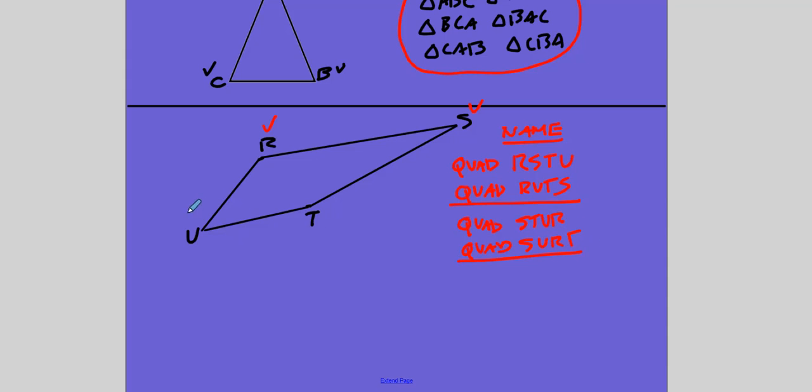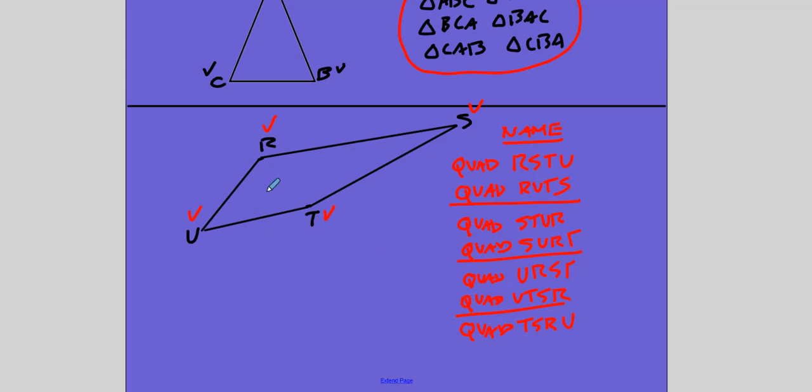So if I started at U as my starting point, I could call it going clockwise quad URST. Or I could go counterclockwise UTSR. So then starting at vertex T, I could call it going clockwise quad TSRU.